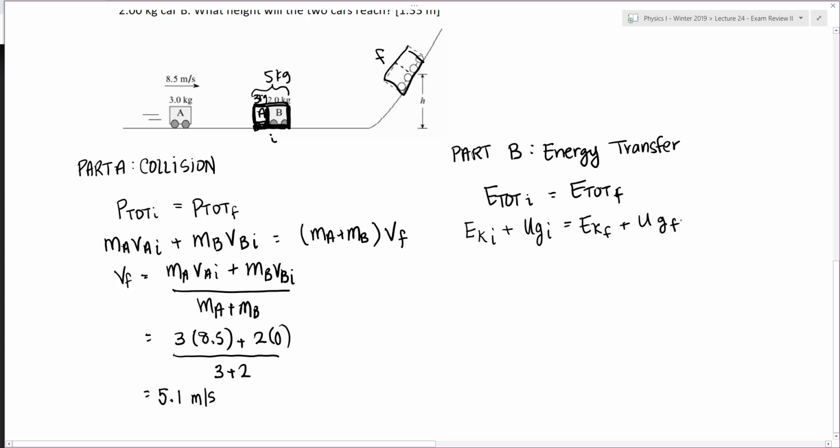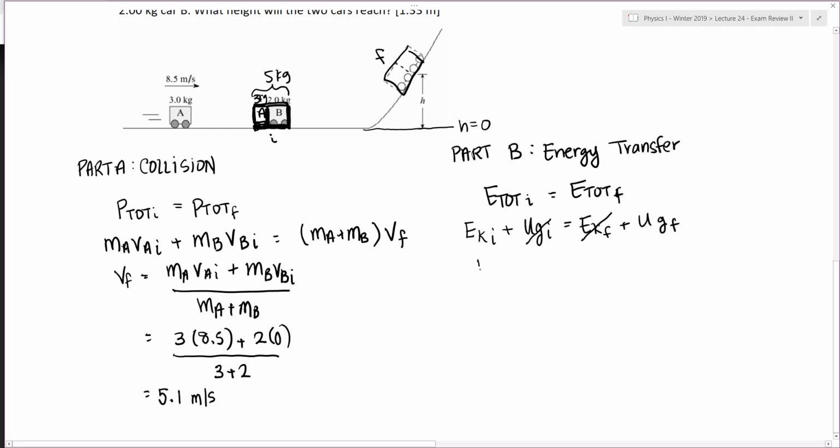Now let's think about what is zero in the question. We first need to define where our reference position is. We're going to say at the bottom of this ramp, that's where our height is 0. So initially the height is 0, which means that there's no gravitational potential energy. And when the object reaches its maximum height, it comes to a stop at that moment in time. If it comes to a stop, it has no velocity, so therefore it has no kinetic energy. So our equation now tells us that our initial kinetic energy becomes transferred into our final gravitational potential energy. So our speed at the beginning becomes a height at the end.